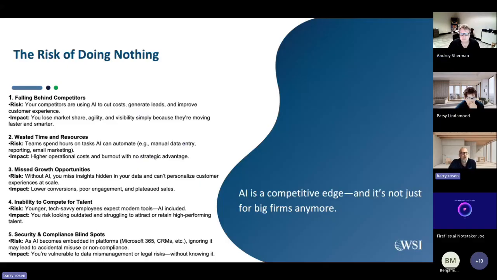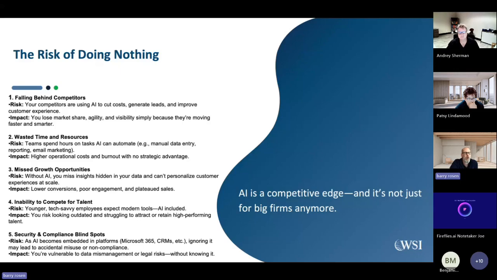And really, what's the risk of doing nothing? You don't want to fall behind your competitors. You do not want to waste time and resources. You don't want to miss growth opportunities. And I think one that gets overlooked is the inability to compete for talent. When you're looking to hire people into your organization, especially younger tech savvy employees, they expect modern tools. And if you're not using AI, then you're not an attractive employer to them. And so you will miss out on younger talent. So you want to attract that younger talent by showing them that you are on top of the AI game and that you have a plan and a strategy and a direction.